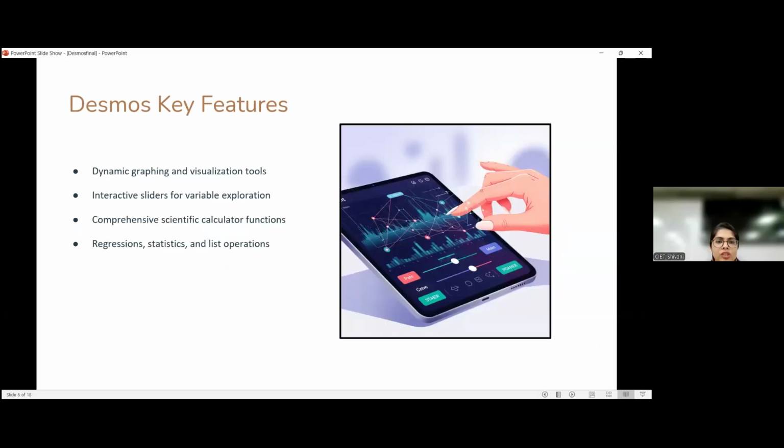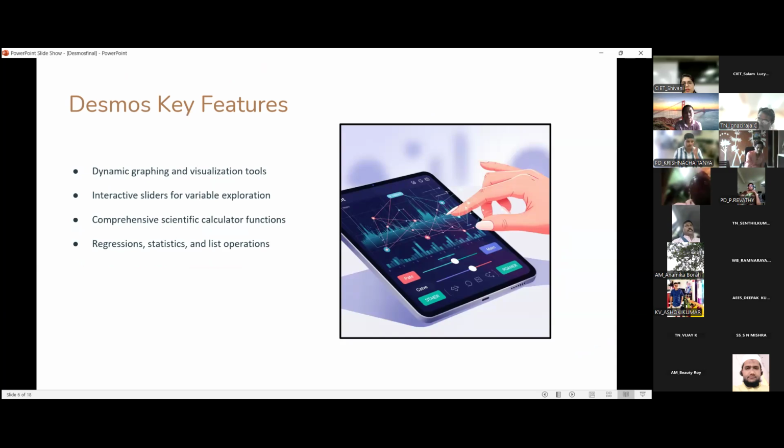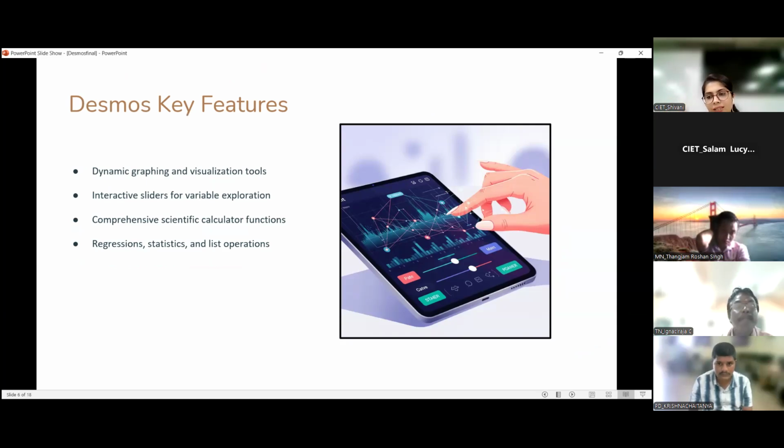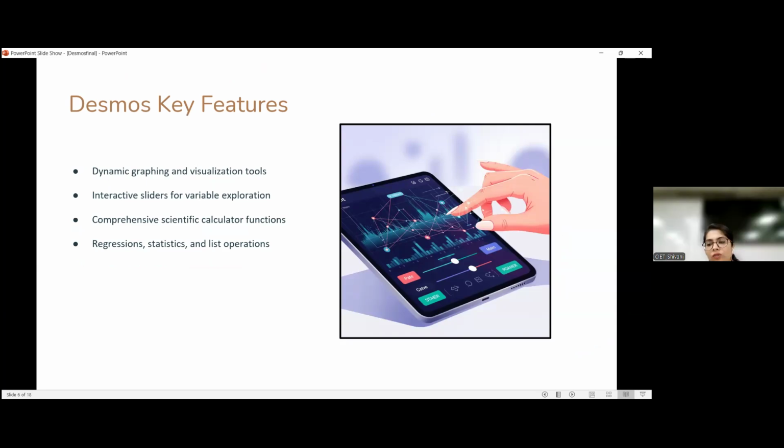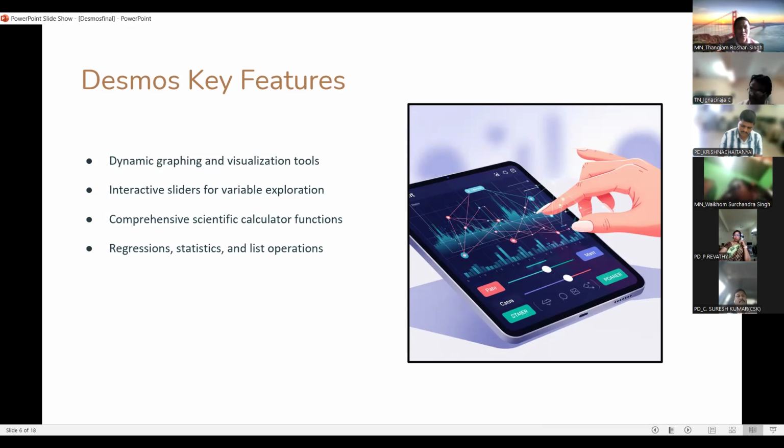So what are the key features of Desmos? As you can see, it is a dynamic graphical and visualization tool, because you write some functions on the Desmos tool, then you can add a slider. Suppose you have one equation y equals ax. What is the impact of a? If a is negative, how does the equation look? If a is positive, what is the effect on the equation? Here a is a variable, and we can move the variable with the slider. So here we can see how this slider impacts the equation.